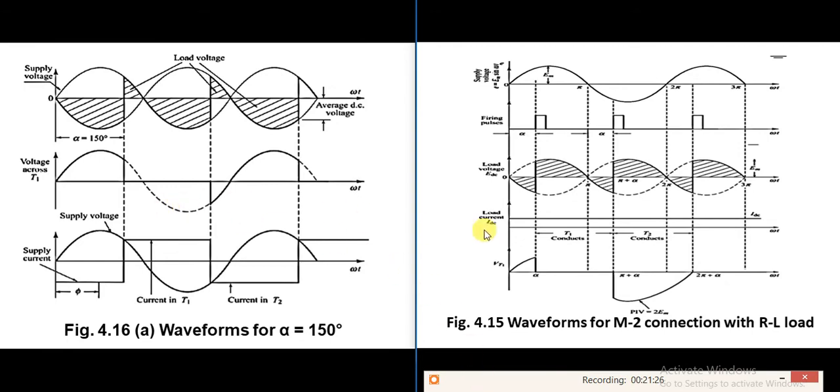So if we compare these waveforms, here alpha is less than 90 degrees, here alpha is more than 90 degrees. So here we will get maximum positive voltage for alpha less than 90 degrees. Here we will get maximum negative voltage as alpha is more than 90 degrees.